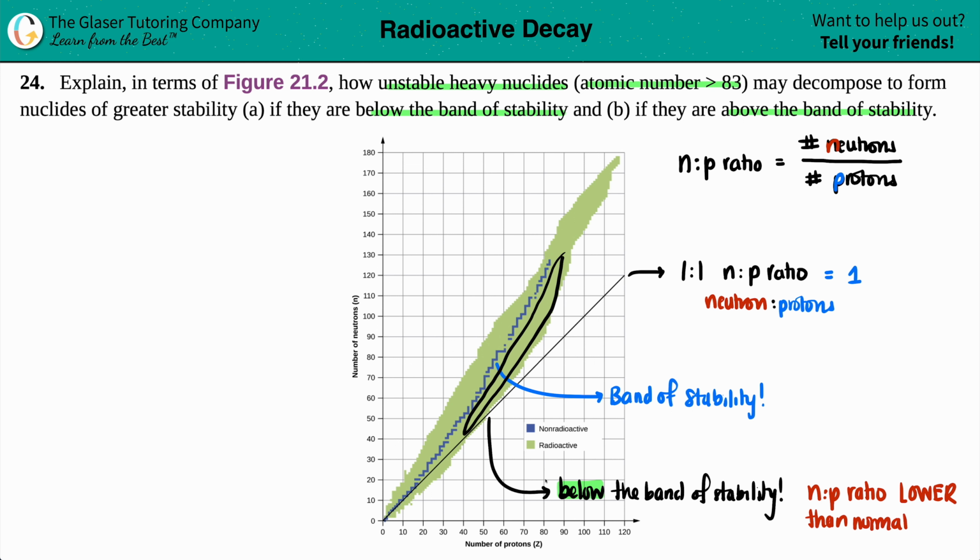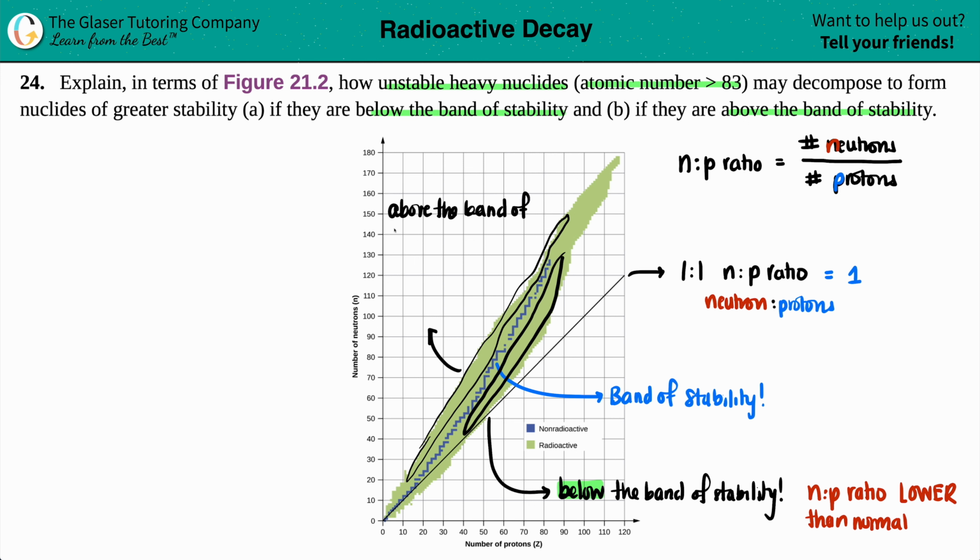Okay. And that's why it's below the band of stability. Now on the flip side, let's just do the flip side first, just so that our understanding is complete, right? We have things that are above the band of stability. It's all the green that is above that line, right? And, once again, this is just a general understanding here, that we are above the band of stability.